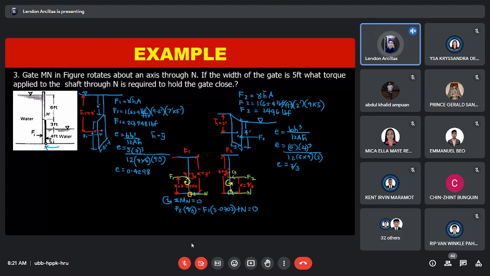F2 natin is nakuha natin 2496 times 4/3. Hindi ko na nilagay yung units ha. F1 is 20,748 times 3.0702 plus N. And you will get N equal to 60,372.509 pound force feet. So, ito lang yung moment at point N.